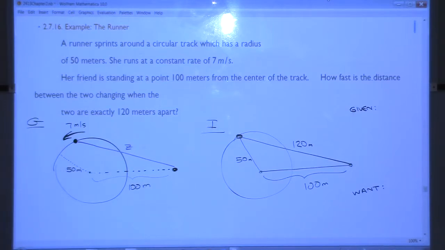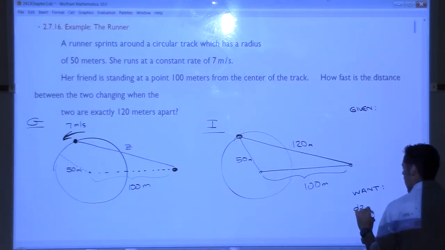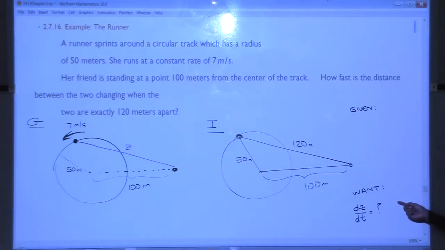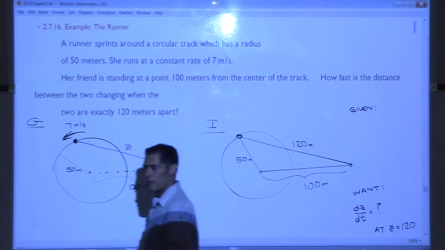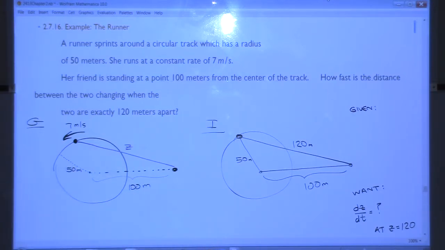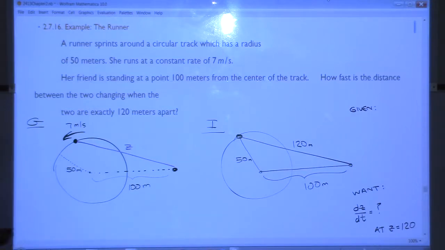And you don't have to go in any order here. We want dz/dt. Okay, that's what we want, dz/dt. We want to know how fast the distance is changing between them, right? When exactly at the moment that z is 120. Does everyone agree with that? We want to know how fast z is changing with respect to time, how fast that rope's coming out of our hand at exactly the moment that the runner and the observer are 120 meters apart. Okay?